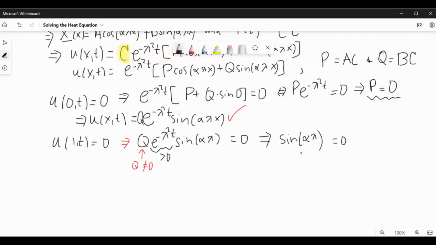Now, sine of alpha times lambda must be equal to 0, which implies then that alpha times lambda must be a positive integral multiple of pi. So that should be equal to n pi, where n is equal to 1, 2, 3, etc., ad infinitum. And furthermore, lambda will be equal to n pi over alpha, where again n ranges over the positive integral values.